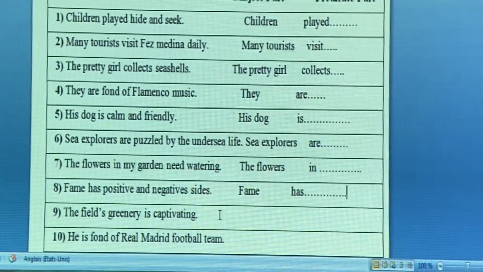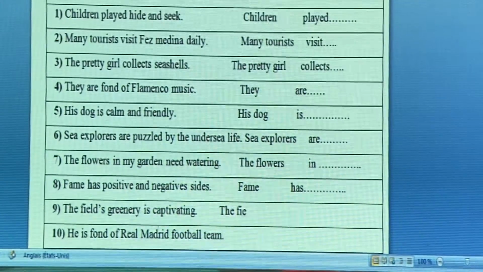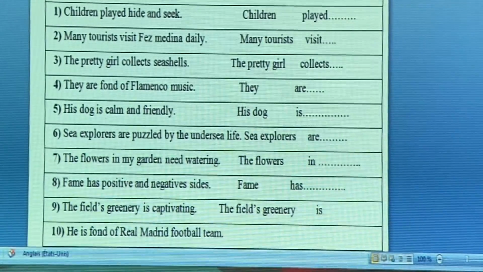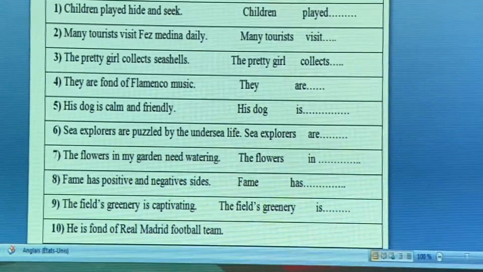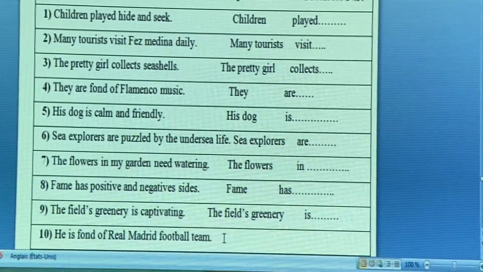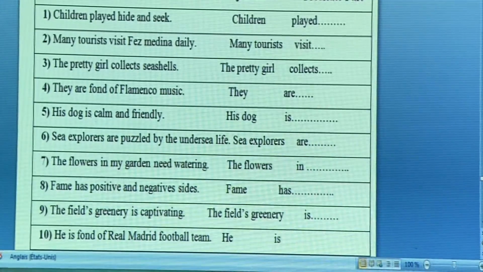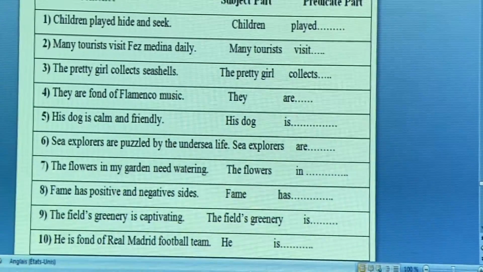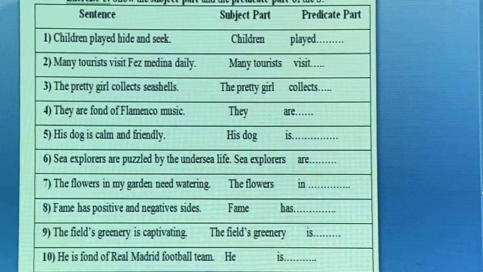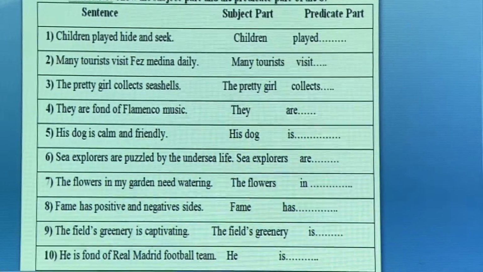The field's greenery. This is the subject. So the field's greenery. And the subject is, sorry, the predicate is captivating. The field's greenery is the subject and is captivating is the predicate. He is fond of Real Madrid football team. So he is the subject, the predicate starts by is fond of Real Madrid football team. So as you can see, the subject can be a person, an object, an animal. So children, many tourists, the pretty girl, they, his dog, sea explorers, the flowers, fame, the field's greenery, and he.